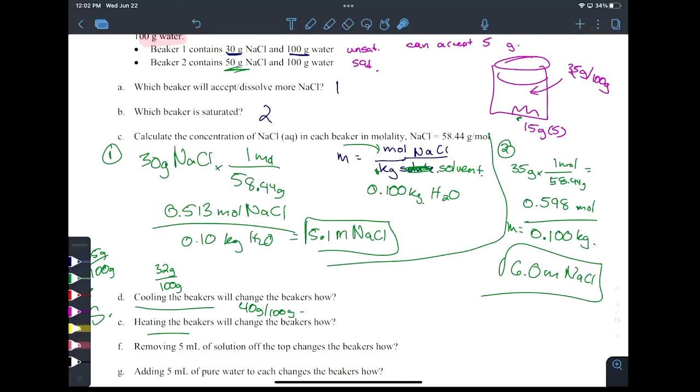No, we're still unsaturated. All we did was change the ability for that solution to maybe accept more salt if we wanted to. Does beaker 2 change? Yes, it dissolves more. How much more? 5 more grams will dissolve. But beaker 1 will not change at all. It's still unsaturated before, it's unsaturated at this new temperature.